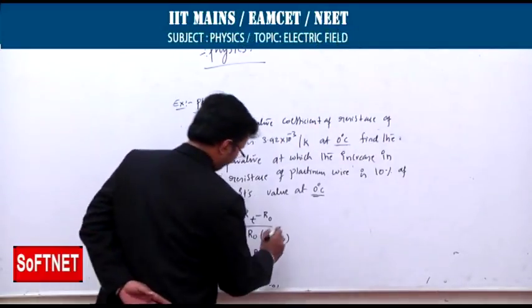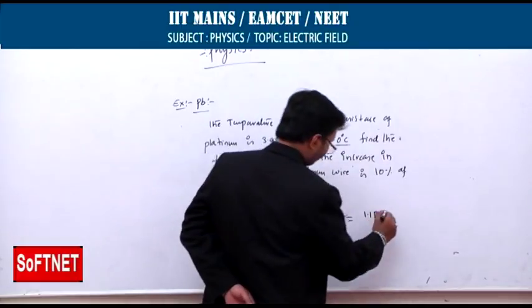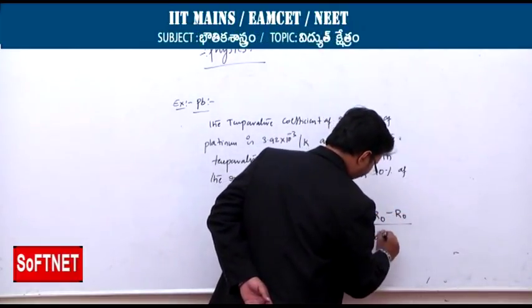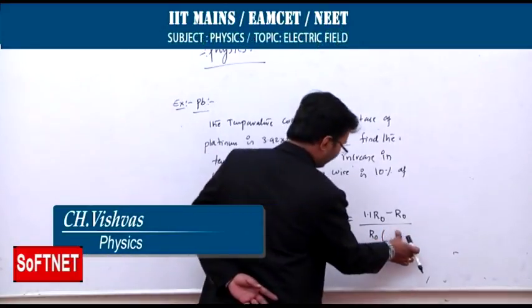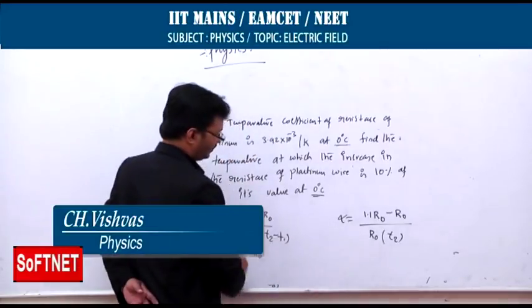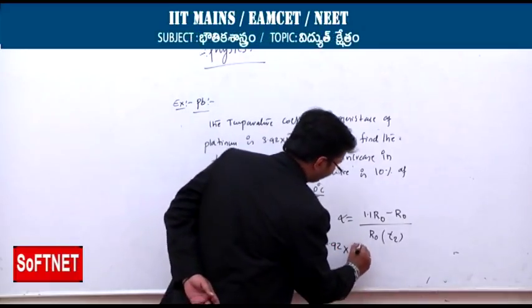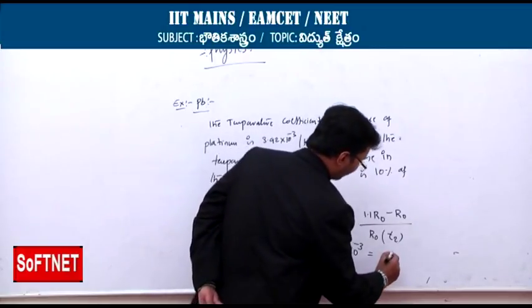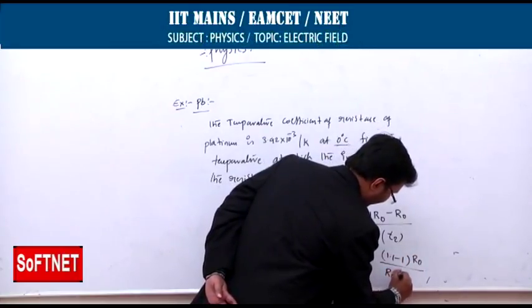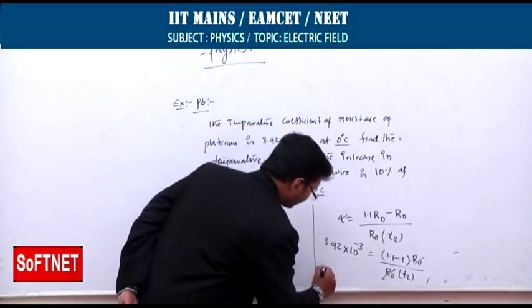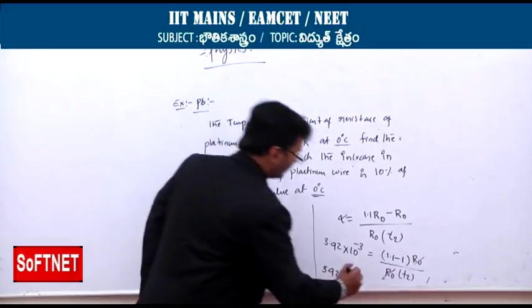Now substitute the values. Alpha is equal to (RT minus R0) by R0 of change in temperature delta T. RT is 1.1 of R0, T1 is 0 degree, and T2 we need to find out. Now alpha value is given, 3.92 into 10 to the power of minus 3, which is equal to (1.1 R naught minus R naught), so (1.1 minus 1) into R naught by R naught of T2. R naught cancels. Then 3.92 into 10 power minus 3 is equal to 1.1 minus 1, nothing but 0.1, by T2.